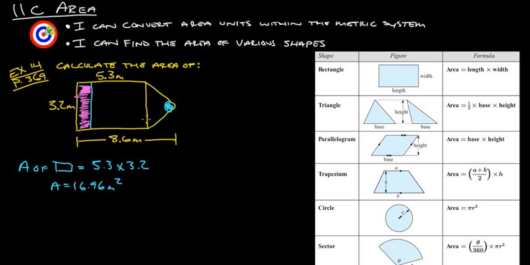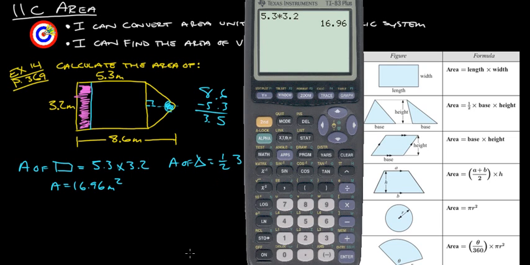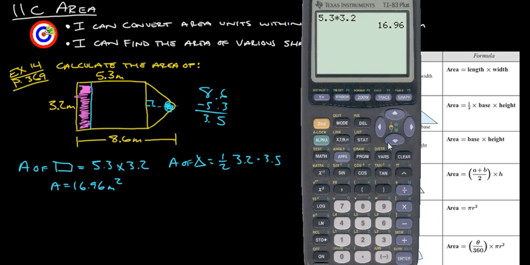So the base is 3.2, and then the height of this triangle is going to be the difference between 8.6 and 5.3, right? Because if this is 5.3 and this whole thing is 8.6, the difference will be the height. So the height here is going to be 8.6 minus 5.3, which gives us 3.5 for the height, right? So the area of the triangle is going to be 1/2 the base, which we figured is 3.2, times the height, which is 3.5. Okay, so bust out our calculator for that.